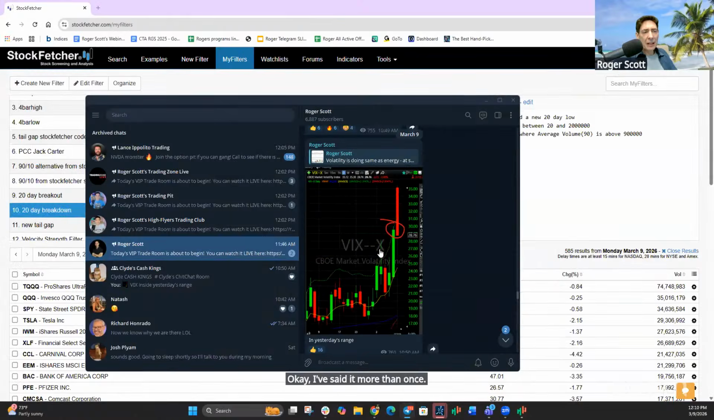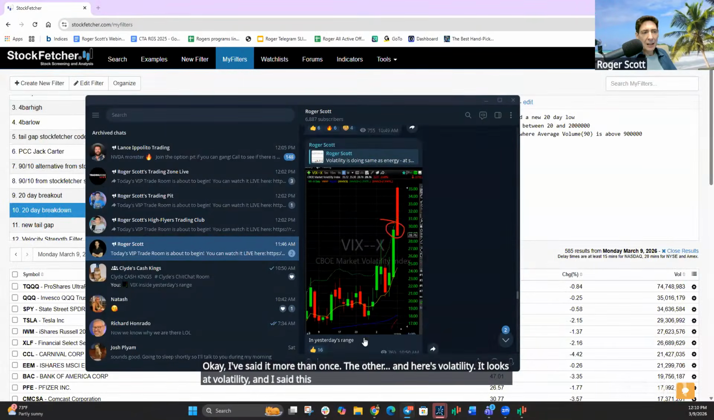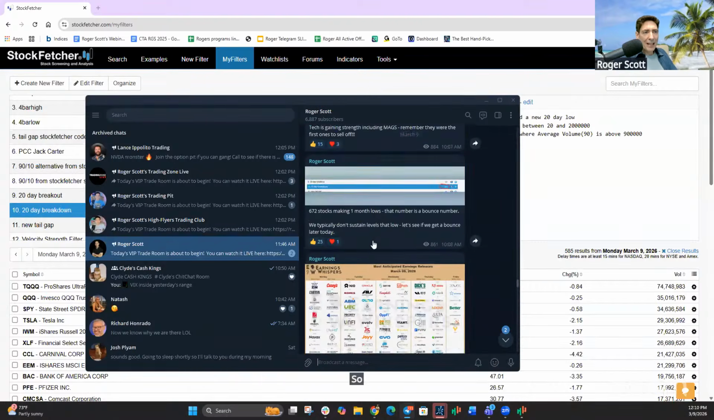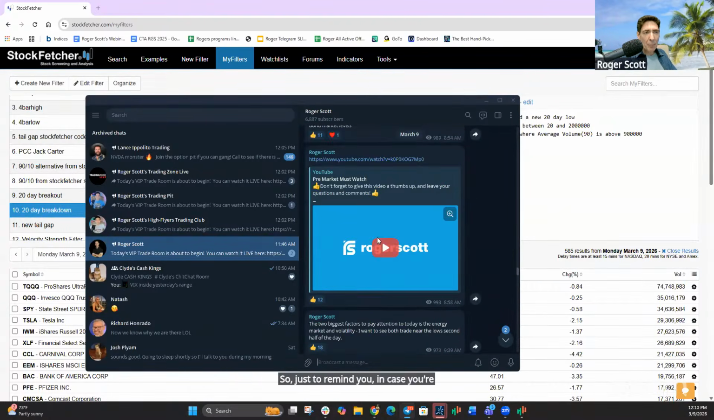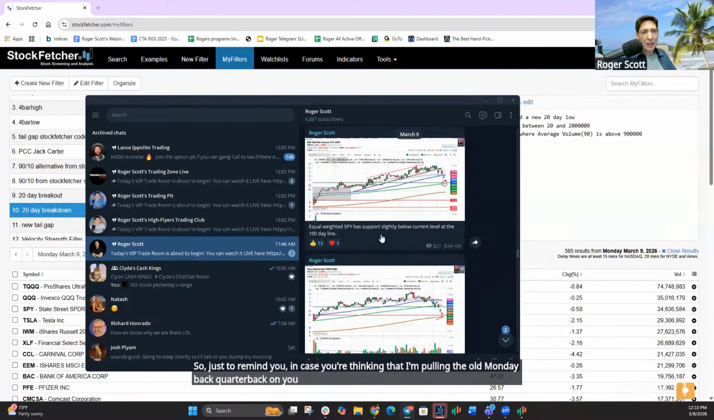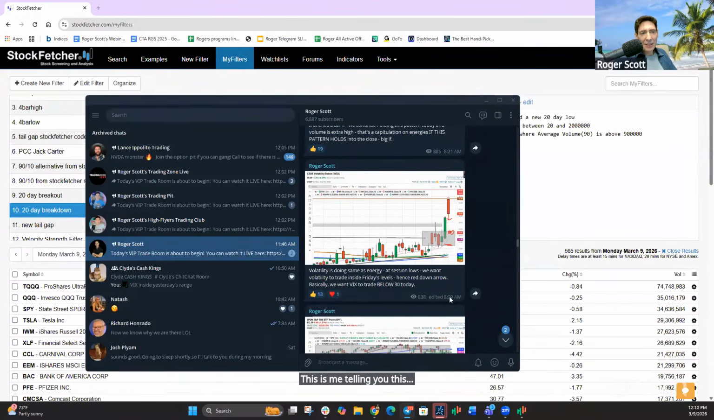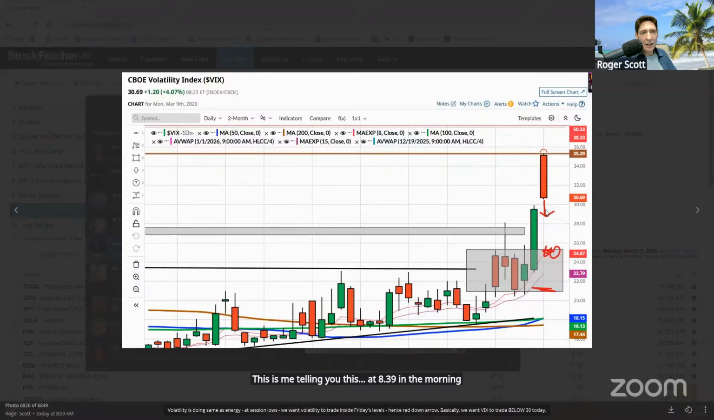And here's volatility. Here, look at volatility, and I said this in yesterday's range right here. So just to remind you, in case you're thinking that I'm pulling the old Monday morning quarterback on you, this is me telling you this at 8:39 in the morning. See? Volatility, arrow down, inside range.